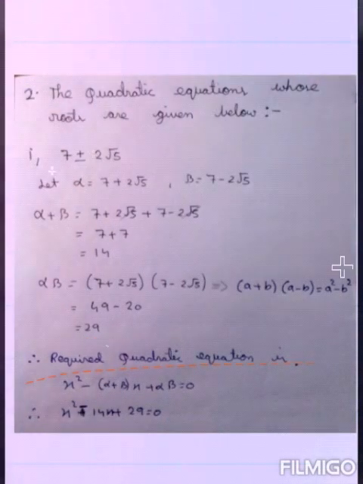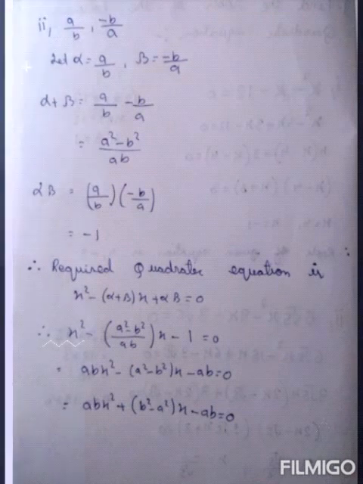Therefore the required quadratic equation is, as we already learned this formula in the previous video, x square minus (alpha plus beta) x plus alpha beta equal to 0. So substitute alpha plus beta and alpha beta in this equation, then we get x square minus 14x plus 29 equal to 0.